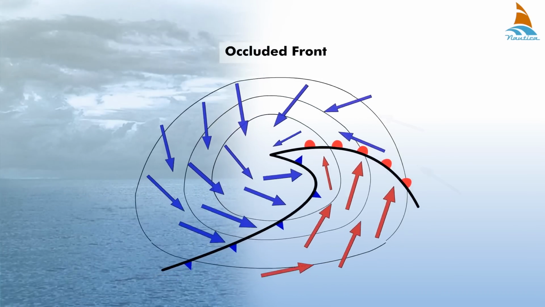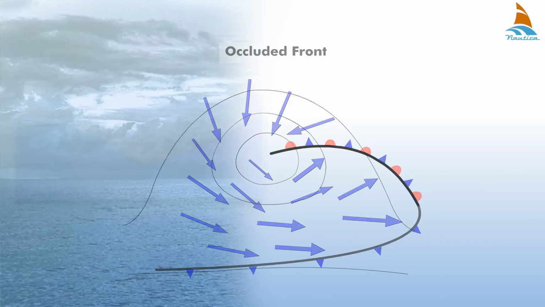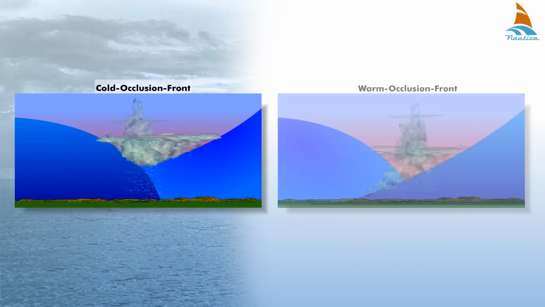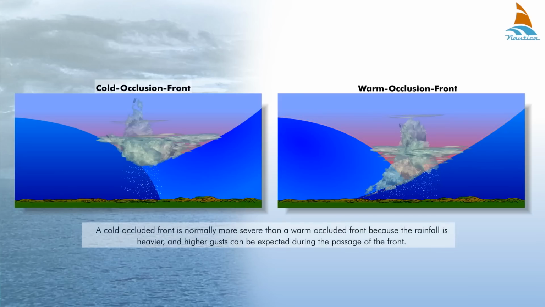An occluded front occurs when a cold front catches a warm front. There are two types of occluded fronts: the cold occlusion front and the warm occlusion front. A cold occlusion occurs when the air mass behind the occluded front is colder than the air mass ahead of it. A warm occlusion occurs when the air mass behind the occluded front is warmer than the air mass ahead of it. A cold occluded front is normally more severe than a warm occluded front because the rainfall is heavier and higher gusts can be expected during the passage of the front.